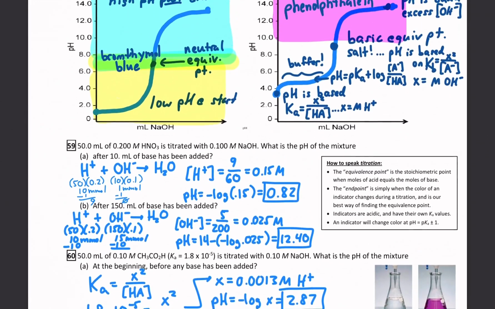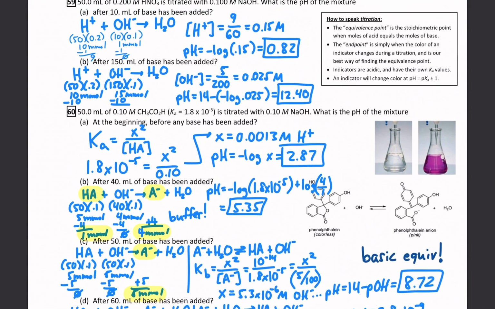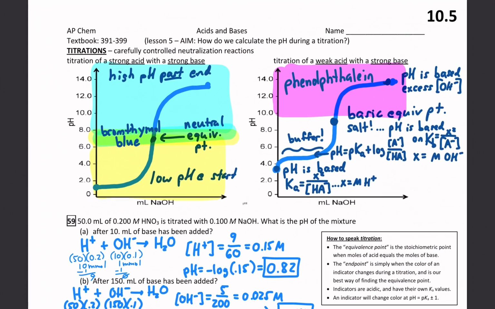Okay, that's what titration curves look like, and that's how you mathematically solve for the pHs at the beginning, before equivalence, at equivalence, and even way after equivalence if need be, and how it basically summarizes everything we've done in the acids and bases unit.